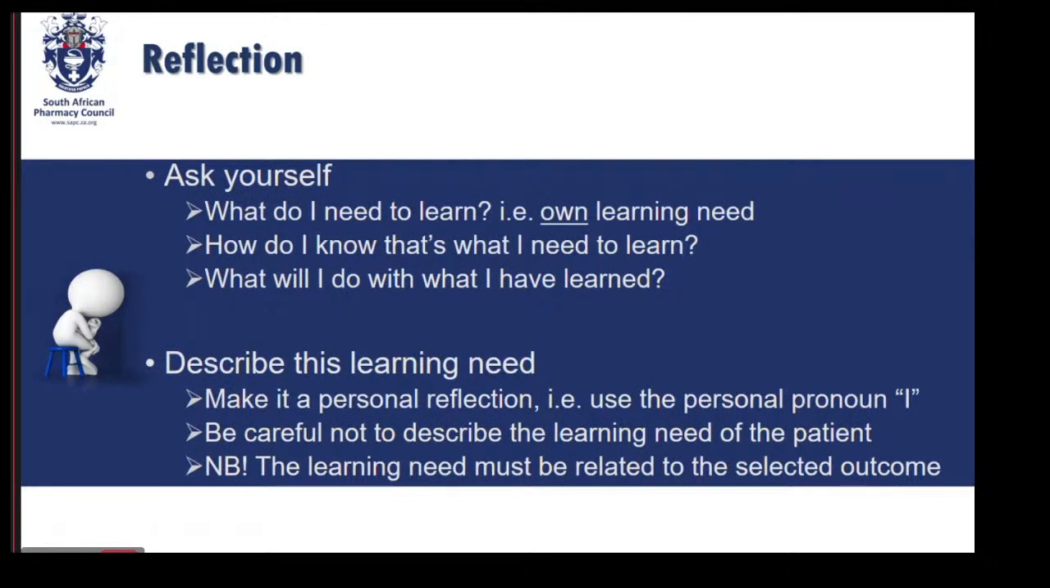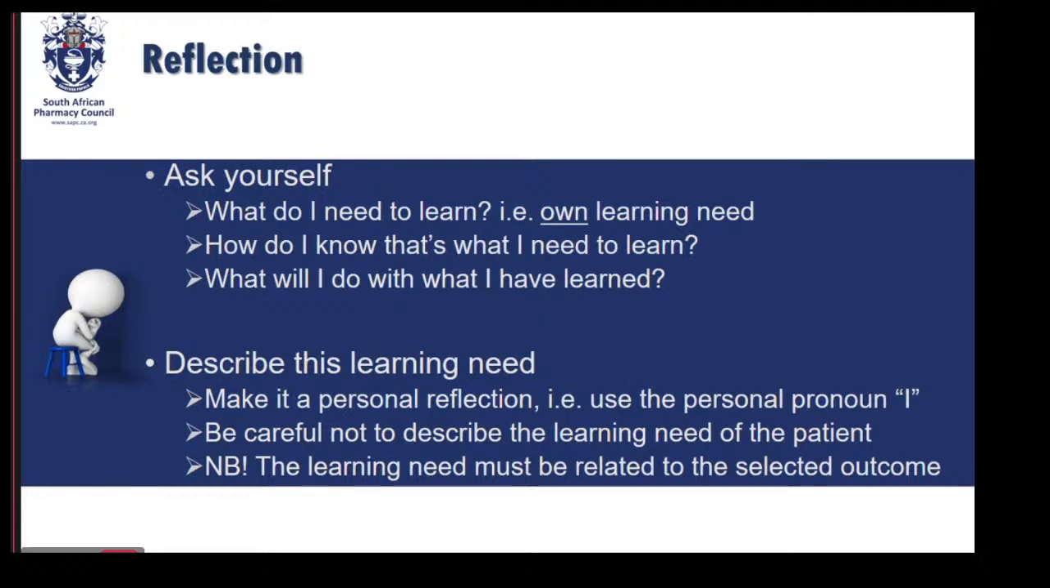So for the reflection, ask yourself, what do I need to learn? How do I know that this is what I need to learn? And what will I do with what I have learned? So there again, provide some context for the assessor. Tell them this is what happened in the pharmacy or wherever you are, the sector where you are, and I realized that I do not know this. And what will you do with this knowledge once you know this? So once I've learned this, I would like to be able to promote health and wellness, or whatever the domain is that you selected, or the competency standard. Make sure that it clearly aligns with the outcome that you have selected.